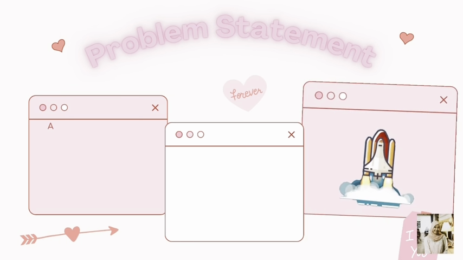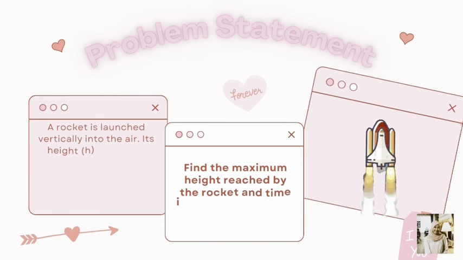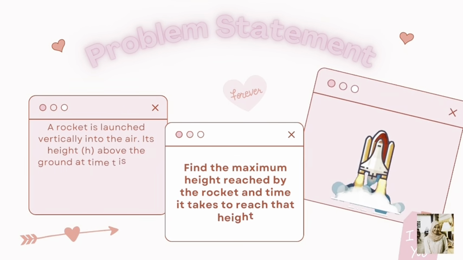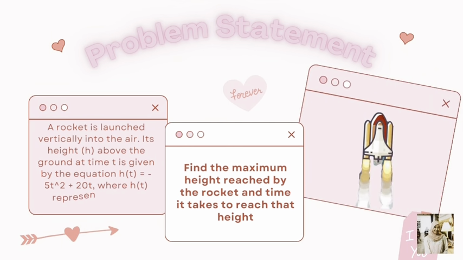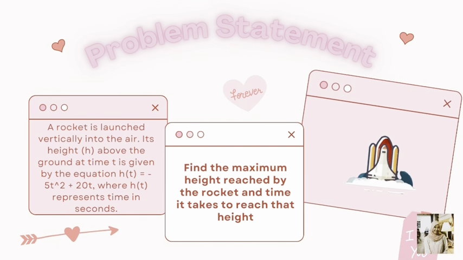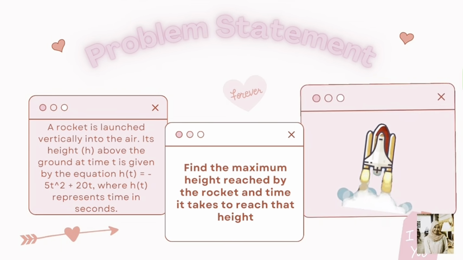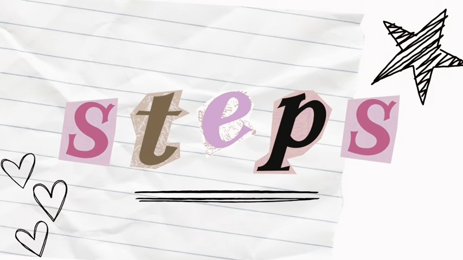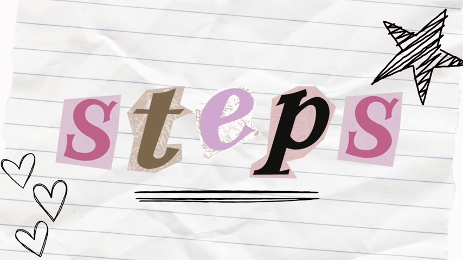This is the problem statement. A rocket is launched vertically into the air. Its height h above the ground at time t is given by the equation h(t) equals negative 5t squared plus 20t, where h(t) represents the height in meters and t represents time in seconds. Find the maximum height reached by the rocket and the time it takes to reach that height. So now we are going to show you the steps of the solution for the problem statement.